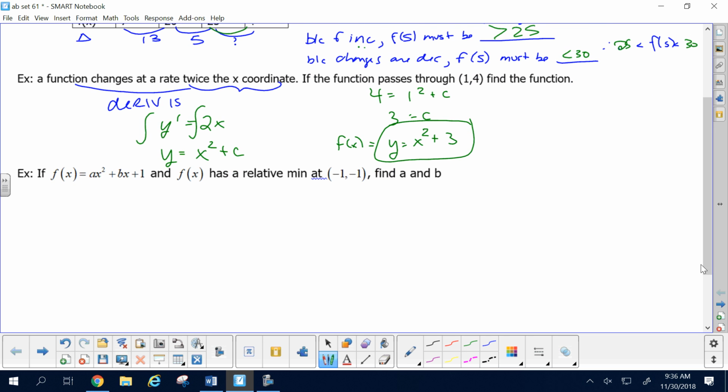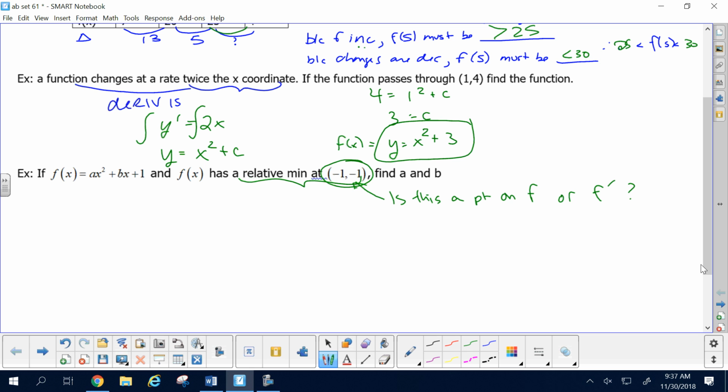Slightly harder is, maybe not. I don't know. We'll see. Okay? If you have a quadratic like this, and f has a relative min at -1, -1, this is commonly done badly because people don't use this in the correct way. Okay? Start by writing yourself a note or being clear. Is this a point on f or f prime?